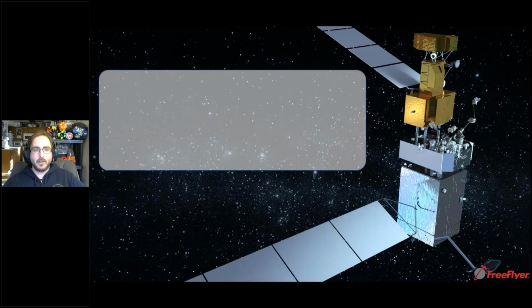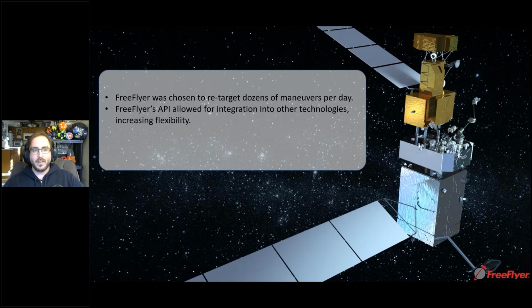So, to wrap up here, we chose FreeFlyer for the transit phase to retarget dozens of maneuvers per day, and it also is going to be doing hard work on all the other phases, which, believe it or not, the transit phase is perhaps not the most complicated area. The AR&D, autonomous rendezvous and docking, is going to be a whole other interesting challenge. FreeFlyer's API allowed for integration into other technologies, increasing the flexibility.